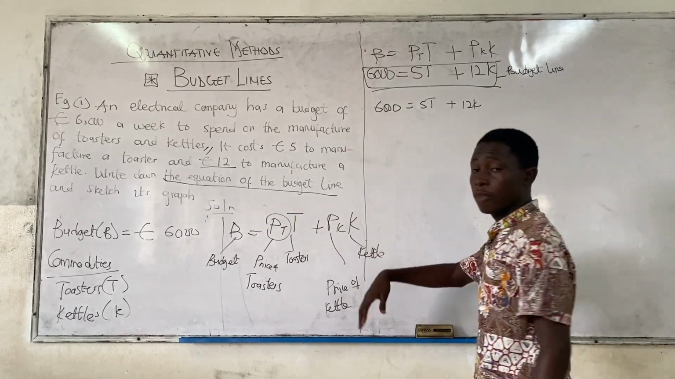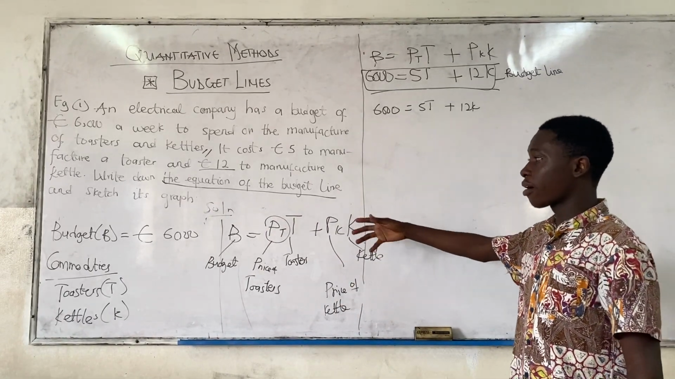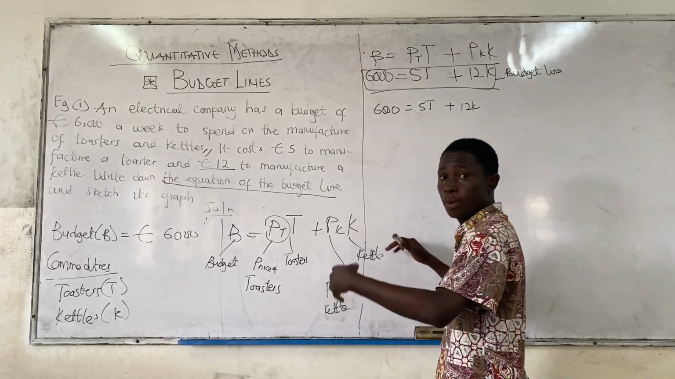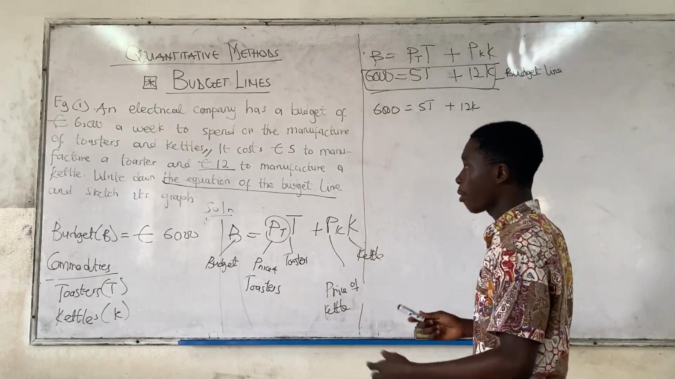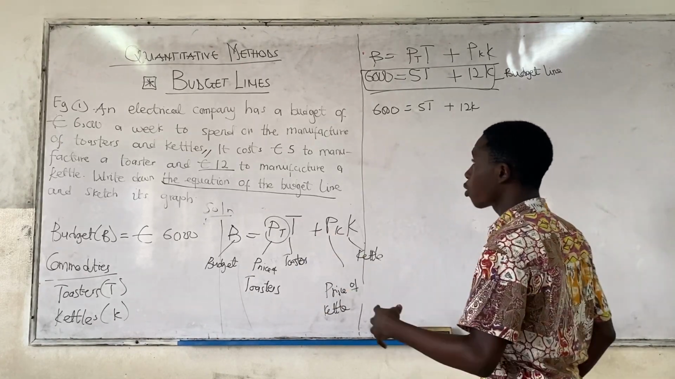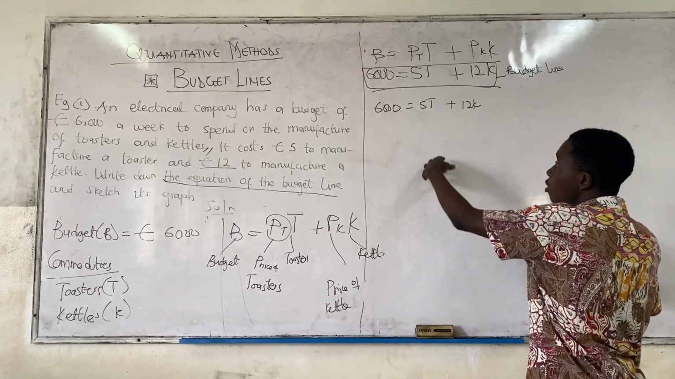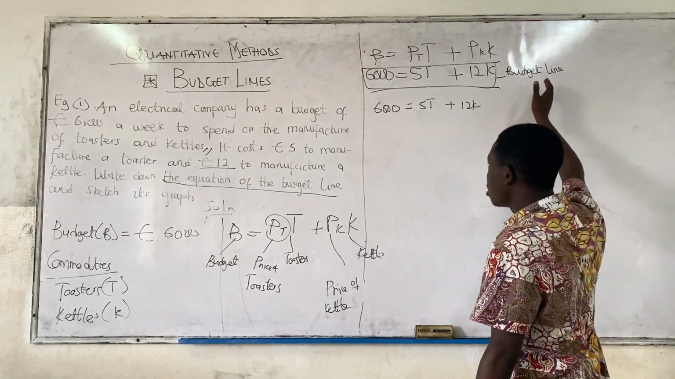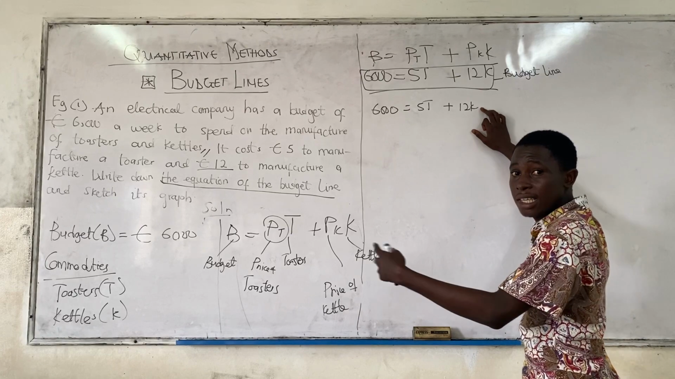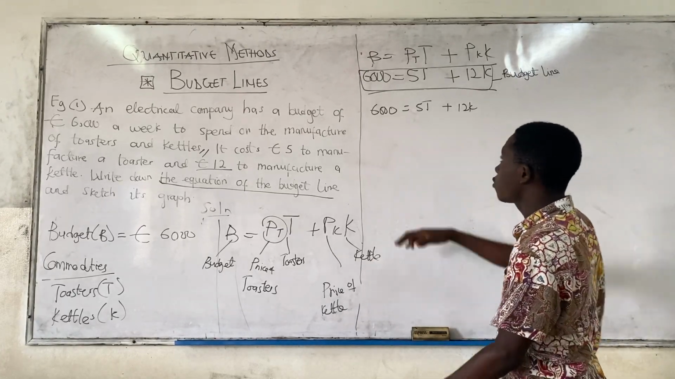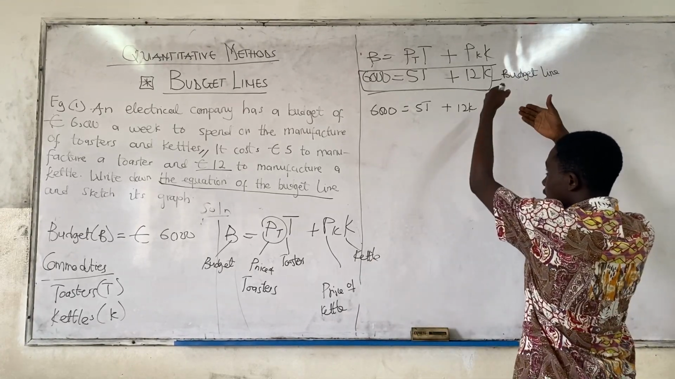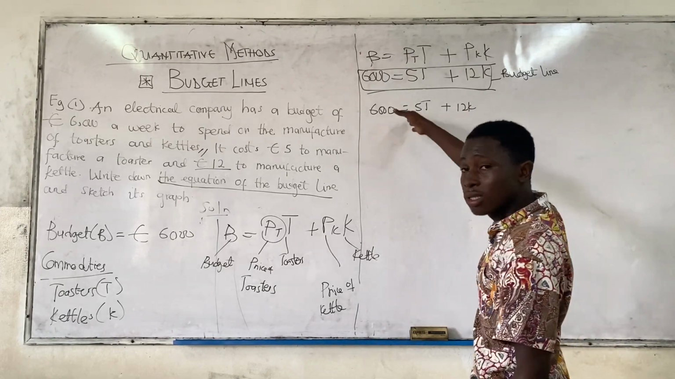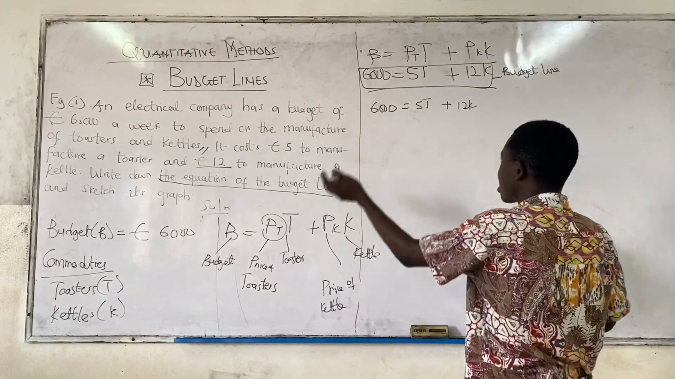But we know that before you sketch a graph, you will need what? Values, which will help you to be able to sketch the graph. But we aren't given values here. So how we are going to get the values is that if you want to find T, which is the toasters, we represent the K, which is the kettle, by 0, so that you're able to get the toasters. If you also want to get a kettle, you represent the toasters also by what? 0, so that you're able to get the K.